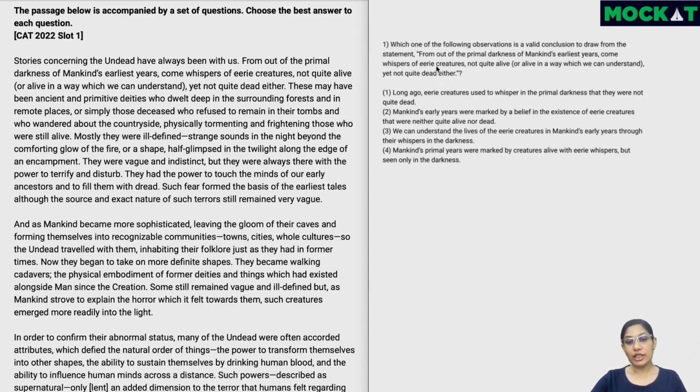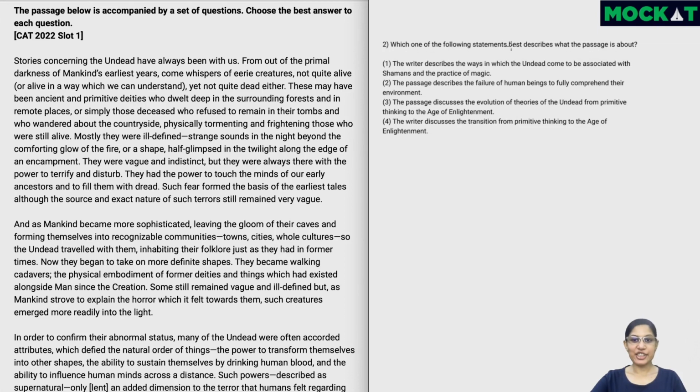So we'll understand the context from the passage and the relevant paragraph, and then we can look to immediately solve this. The second question is an inferential question. It's about the entire passage. We need to figure out which of these four options best describes what the passage is about. So this is a question that we'll solve after we have read the entire passage and we figured out what is the author's key message.